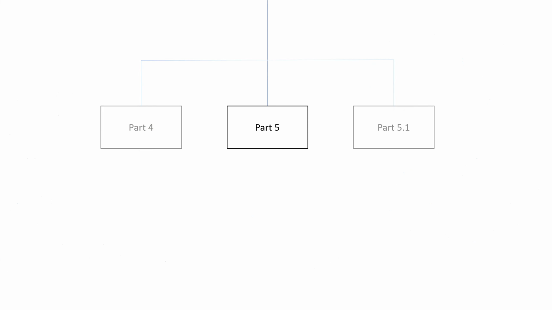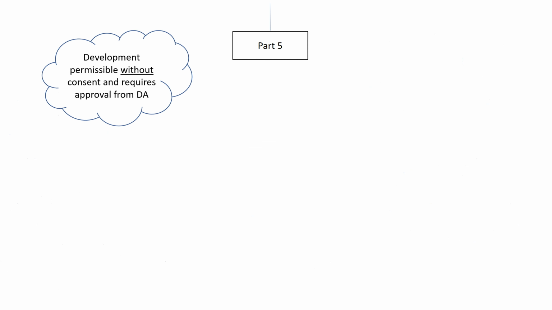Let's take a look at Part 5. Part 5 is development permissible without consent. So Part 4 is development permissible with consent and or state significant development. Also, Part 5 differs significantly to Part 4. Part 4, as I explained a moment ago, is a merit-based decision, whereby a decision maker will weigh up the environmental, social and economic impacts when making a decision about an activity.